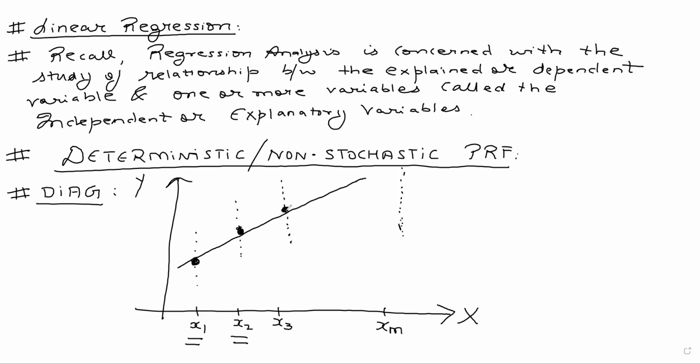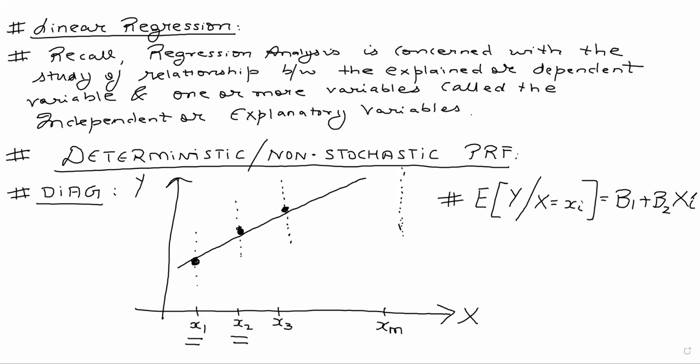So how did I write the non-stochastic population regression function? Expected value of y conditional on x taking a particular value xi is equal to b1 plus b2 times xi. This was the population regression function which we had done.